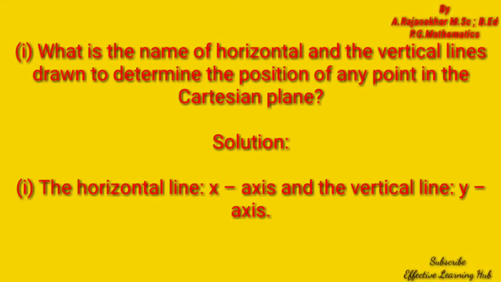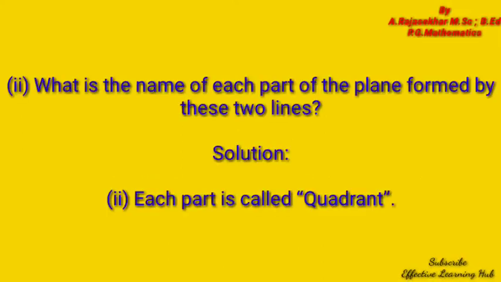Second one is, what is the name of each part of a plane formed by these two lines? 4 parts there, so each part is called quadrant. First quadrant, second quadrant, third quadrant and fourth quadrant. First plus plus, second minus plus, third minus minus, fourth plus minus. So 4 quadrants there.